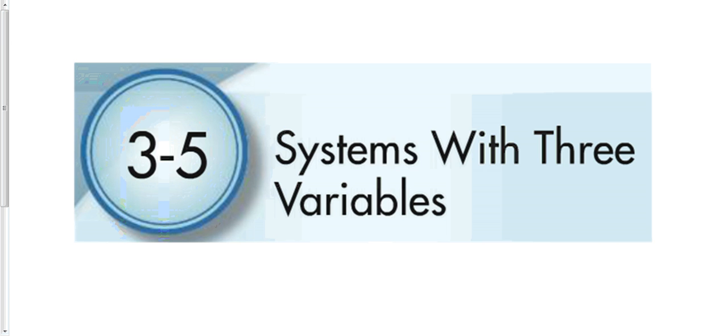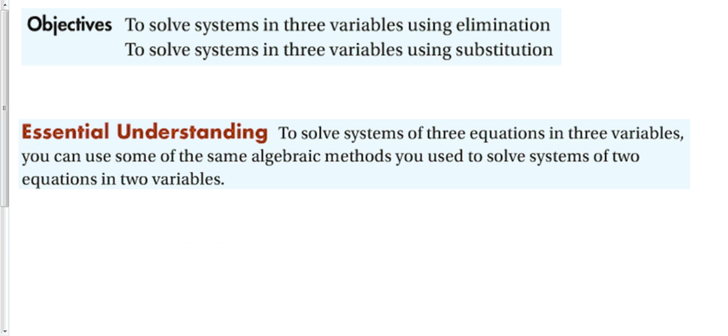3-5, systems with 3 variables. In this section, we're going to go from looking at 2 lines intersecting to looking at the intersection of 3 planes. We're now going into 3-dimensional space. Our objective is to solve systems in 3 variables using elimination and using substitution. Same techniques that we used for 2 variables, and that's what our essential understanding says.